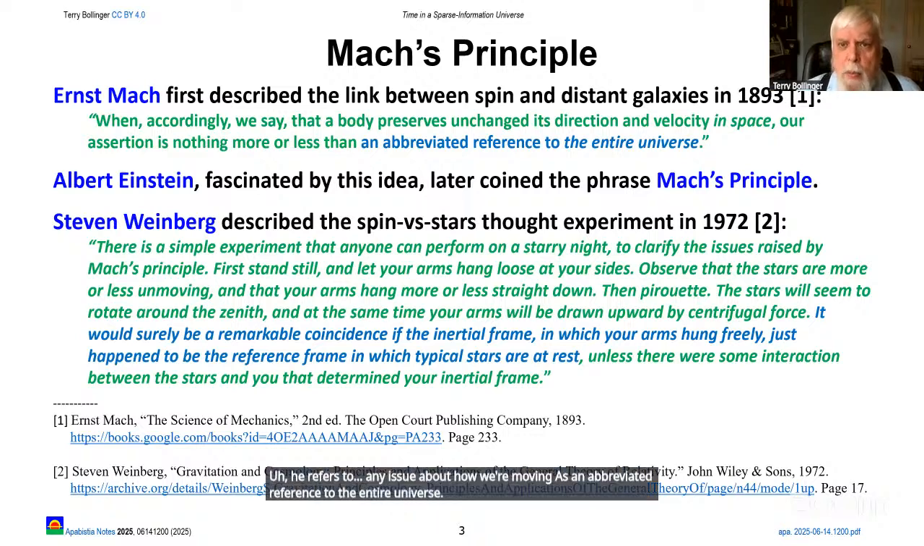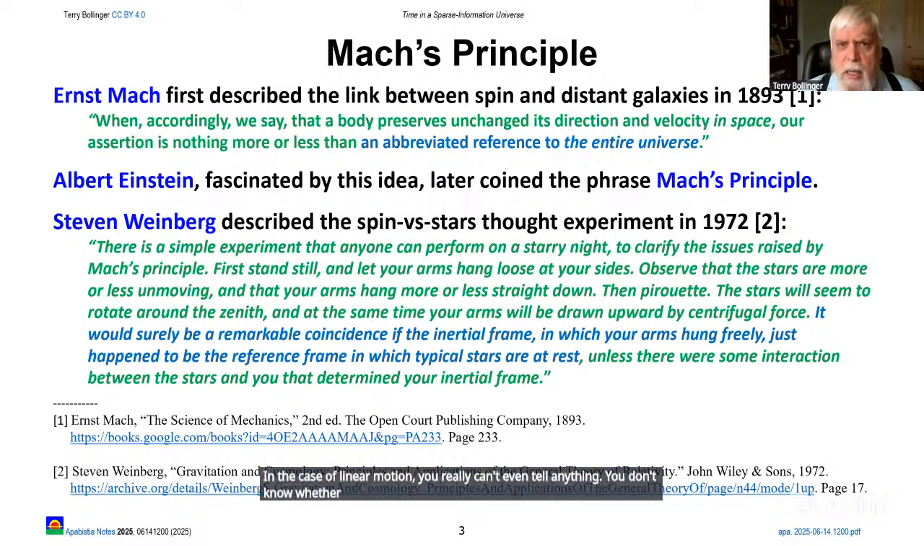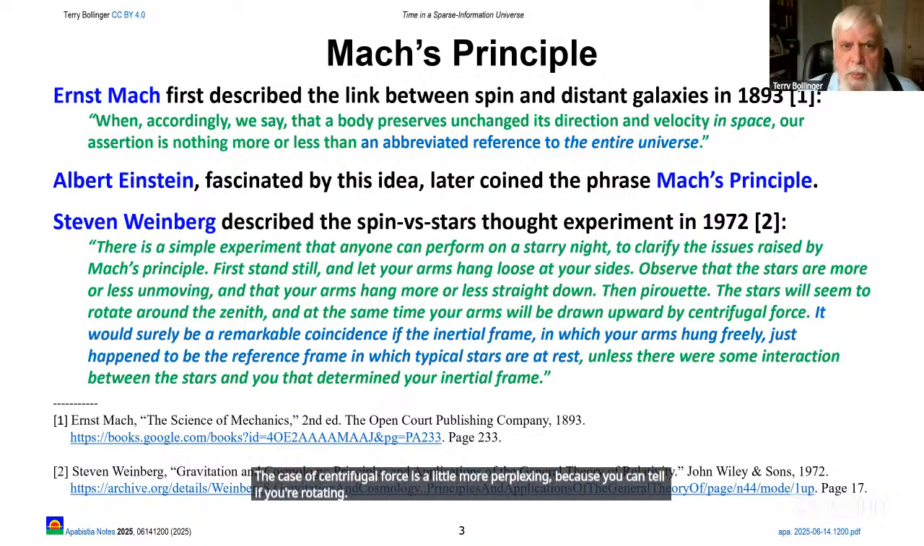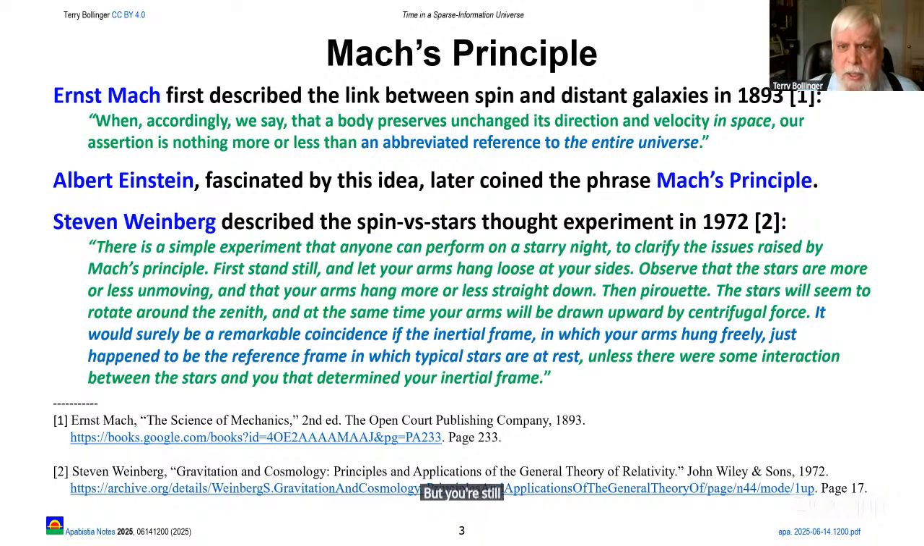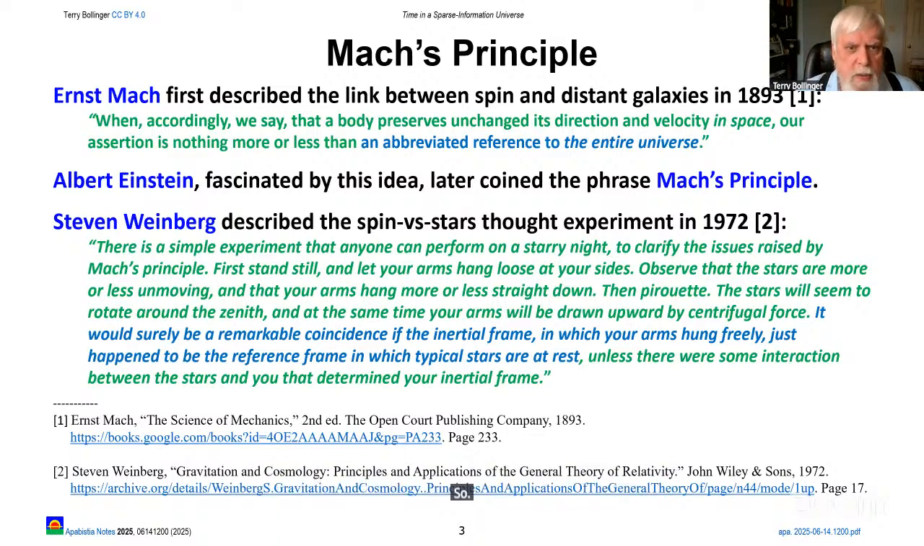In the case of linear motion, you really can't even tell anything. You don't know whether you're moving or not. The case of centrifugal force is a little more perplexing because you can tell if you're rotating, but you're still going through that empty space, and somehow you're getting an abbreviated reference, as Mach says, to the entire universe. So Einstein coined the phrase for it.